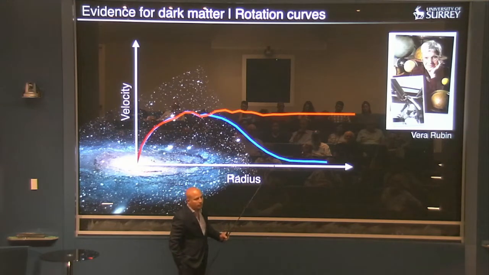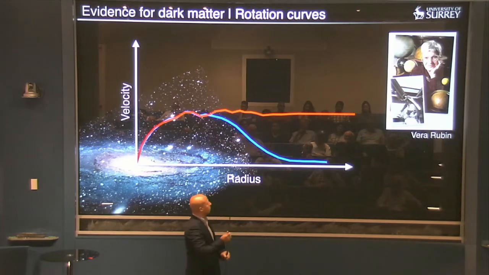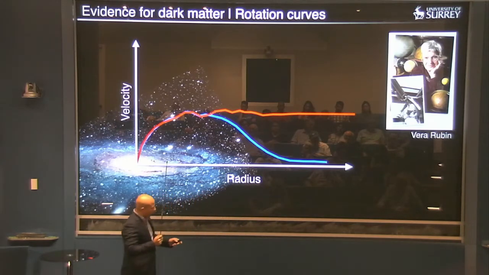Speed or just speed? This is the rotational speed. Angular speed. Angular speed, okay. Exactly, yeah. The galaxy is spinning.